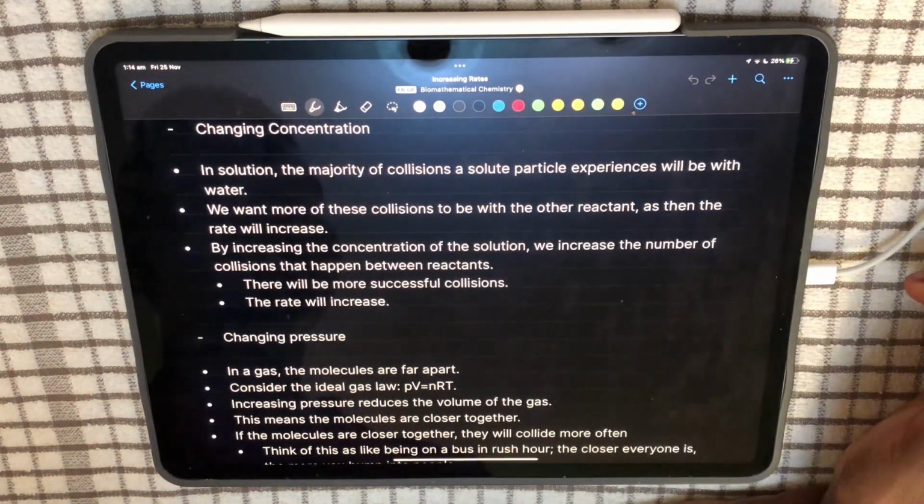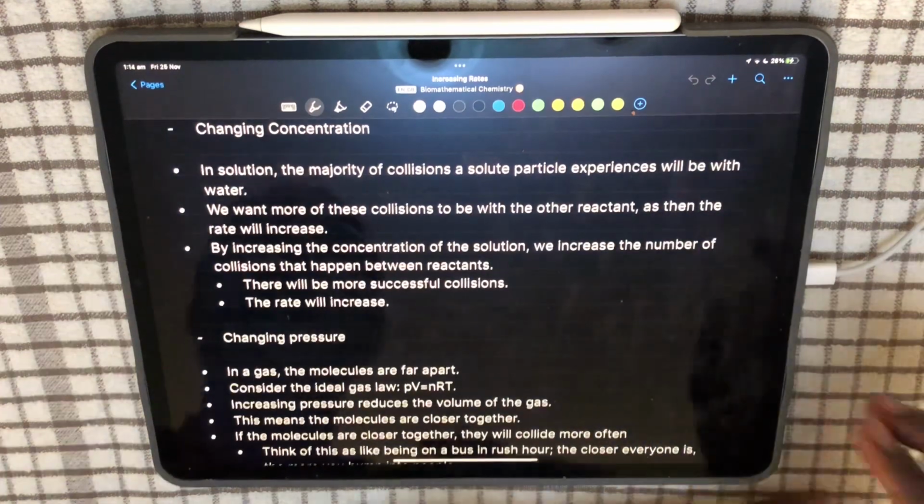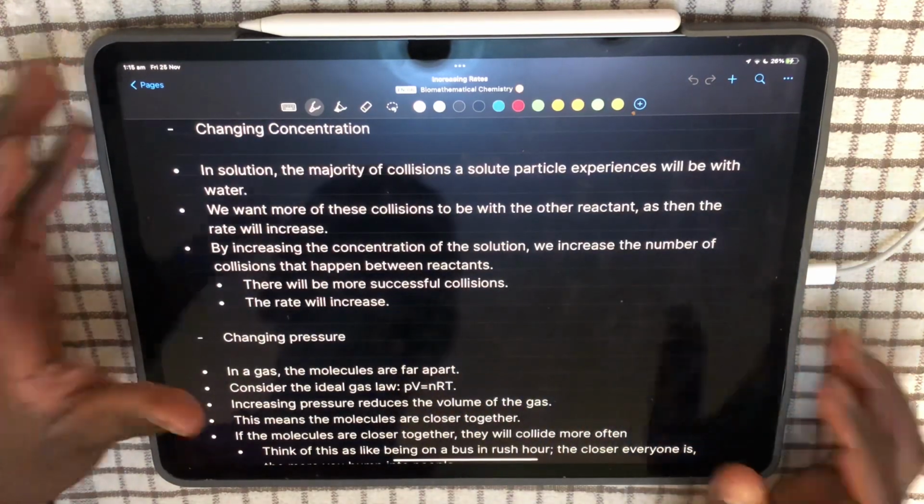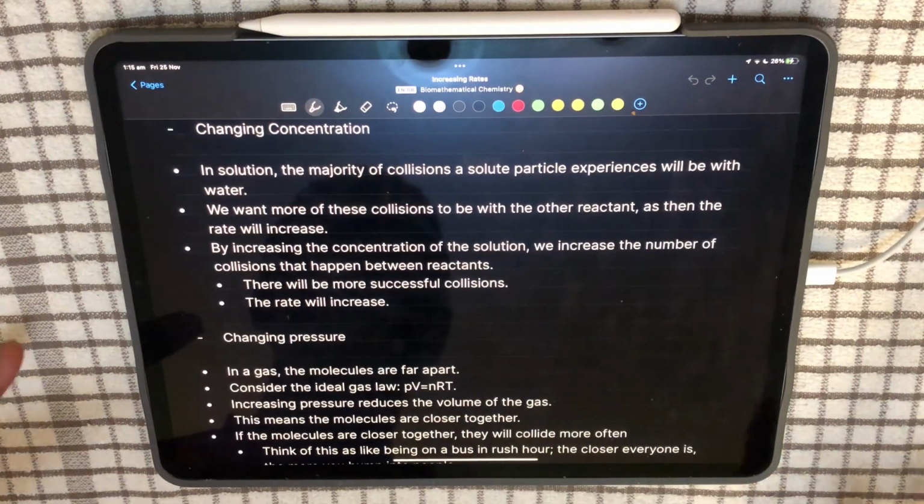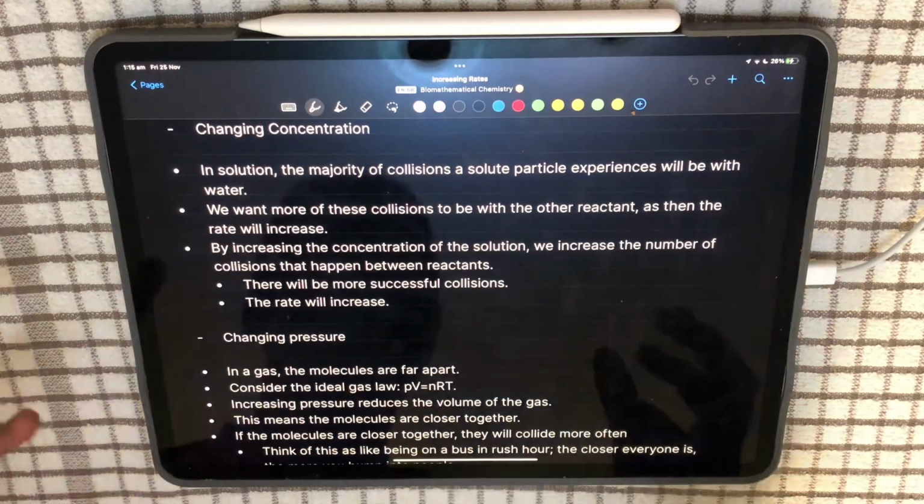The reason for that is that there may be more collisions, but I wouldn't call all of them successful collisions, because they can collide, but if they don't have the activation energy, as I said in the previous video, then they can collide but there won't be any reaction occurring.